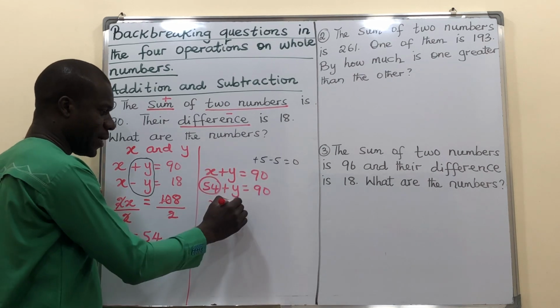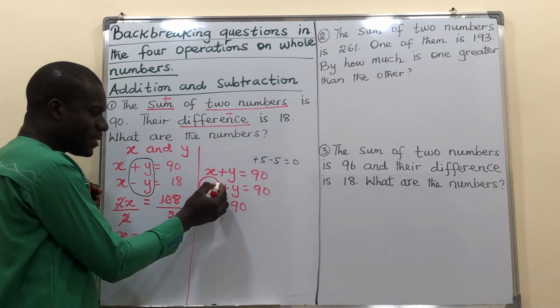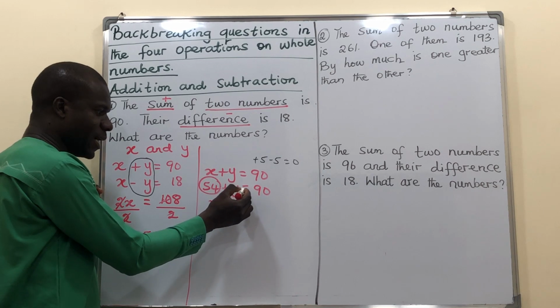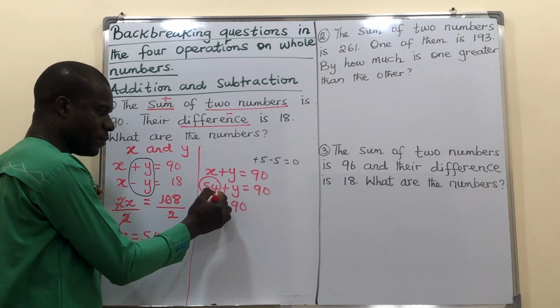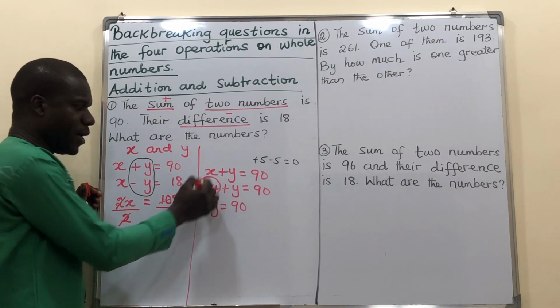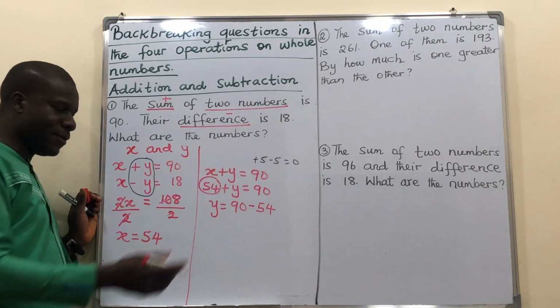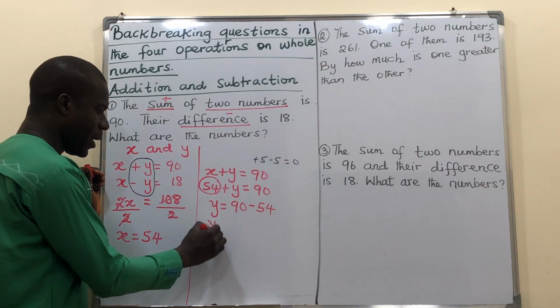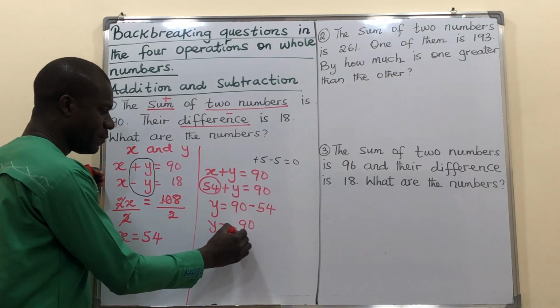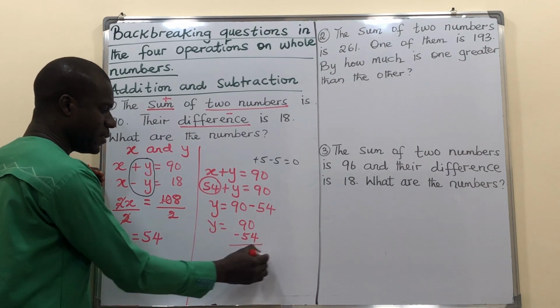Move 54 to the right hand side. As 54 crosses this equals to sign to meet 90, 54, which is a positive number, we change to a negative number, it becomes minus 54 at the right hand side. To get Y, you simply subtract 54 from 90.